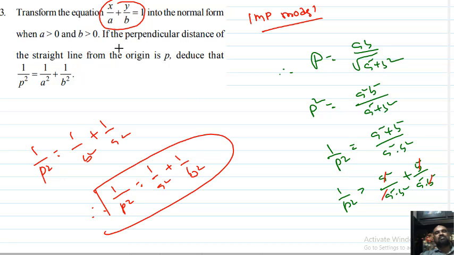I hope you people understood. So, you want to convert this into normal form. From that normal form, you get the p value. From that, you want to prove that 1 by p square equal to 1 by a square plus 1 by b square. So, we got it.